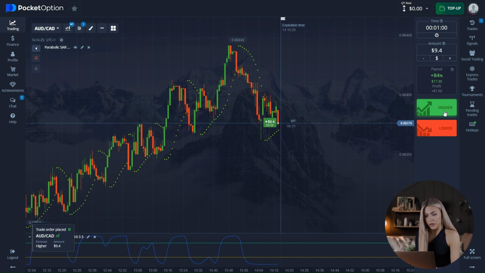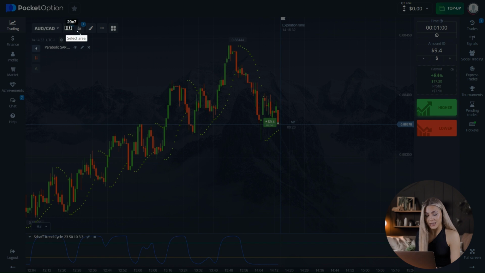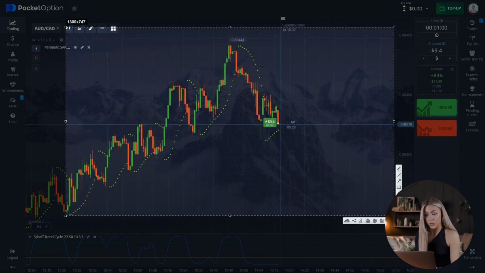And here comes the golden moment, friends. This time I'm betting on a rise. Let's dive into the chart and I'll walk you through my decision. So the Parabolic SAR stop loss points are below the chart. That's a hint of an upcoming rise.